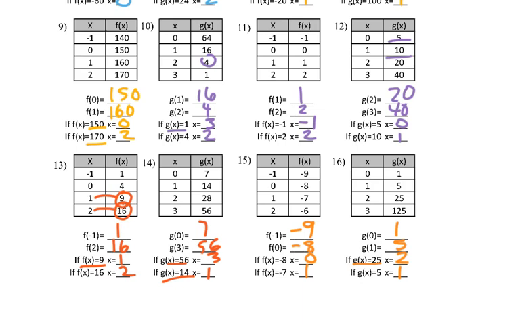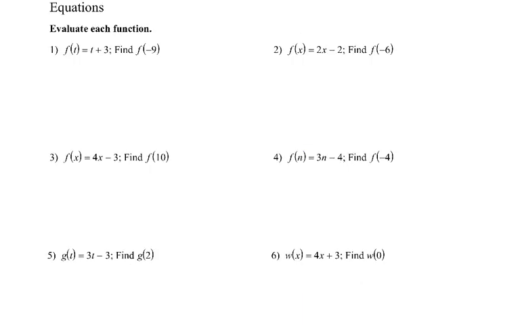That's all we got to do when we're dealing with the tables. Okay. The final thing is dealing with the equations. So with the equations, what we do is we take the number, the input it wants us to find. So it says find f of negative 9. So I'd go f of negative 9. And anywhere there's a t, I'm going to replace it with negative 9. So f of negative 9 equals negative 9 plus 3. Then I'm not going to touch that left side.